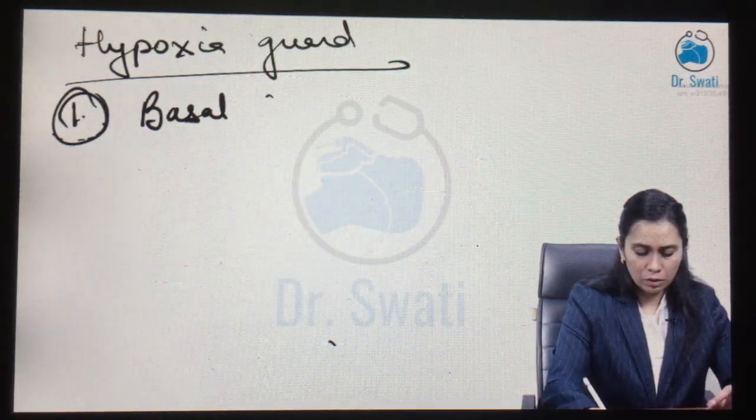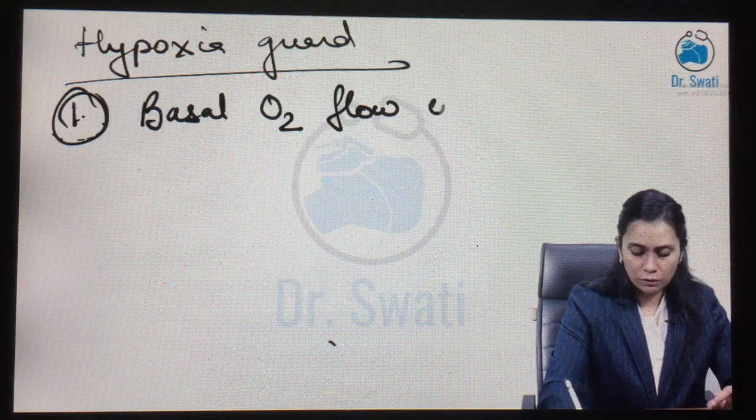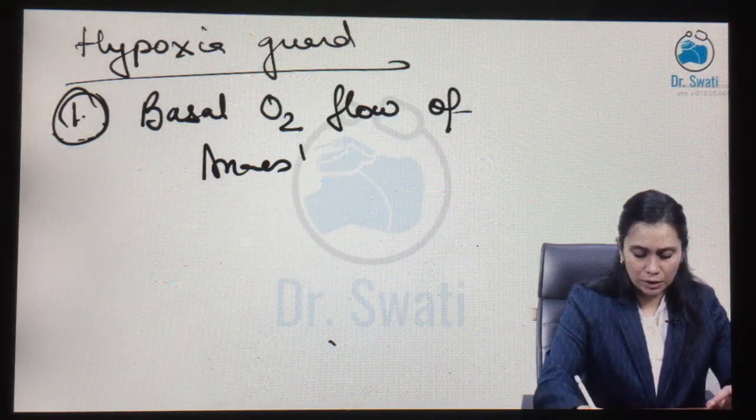Guys, when I go to the OT, the first thing I do is check the machine. How do I check it? I open the master switch of the machine. Okay? I have to open the master switch. Without it, the machine would not start. As I open the master switch, the machine itself starts a minimum mandatory oxygen flow. I haven't started oxygen. The machine has started oxygen. So there is a basal oxygen flow of the machine which starts with the master switch, not with the oxygen flow control valve. So that much oxygen you cannot deny to any patient, right? So first hypoxia guard, basal oxygen flow of the anesthesia machine.